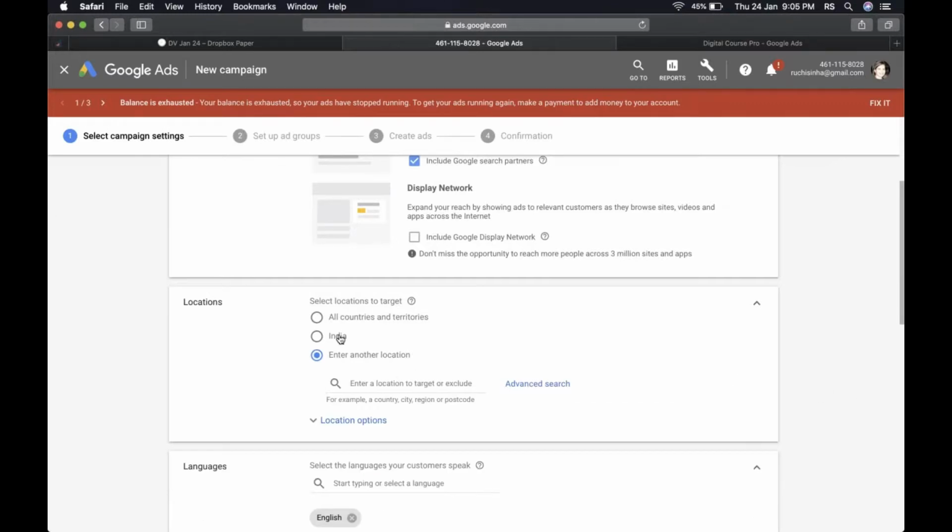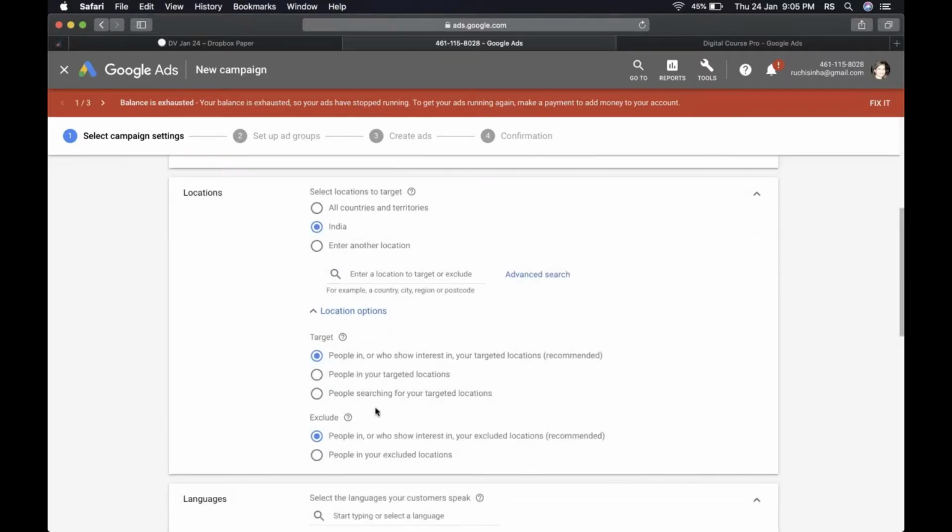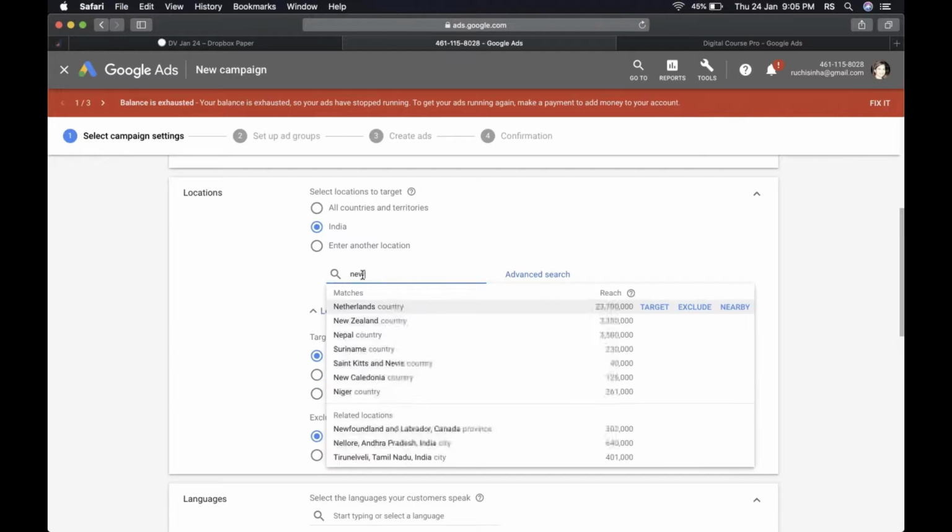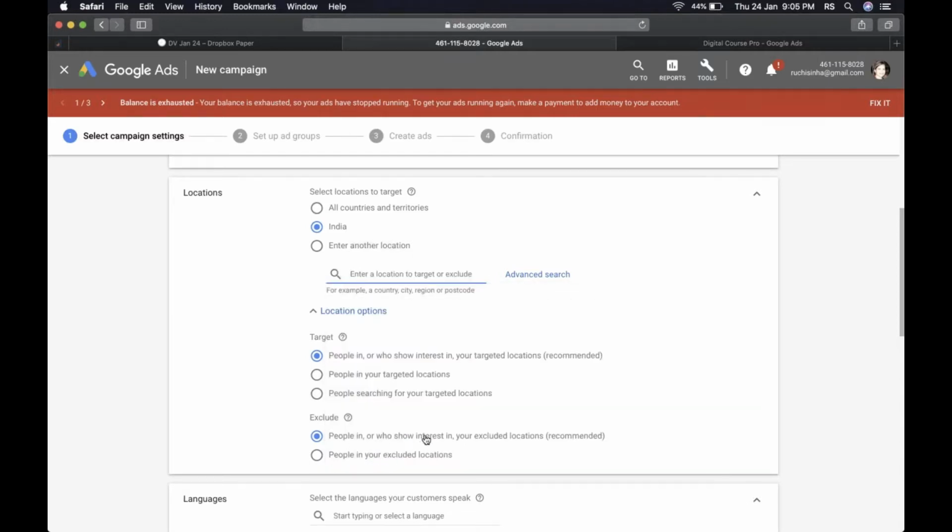So it totally depends on me where my customers are and how I want to target. I can choose location. By default, location means people who are present in that location, or people who show interest in a certain location. So not necessarily present, but people who are present in or show interest in your targeted location will be targeted. If you want to make it more precise, then you can change this. This is the default. If you want to exclude certain places, in the same way you can say exclude. Exclusion also will mean this only by default.